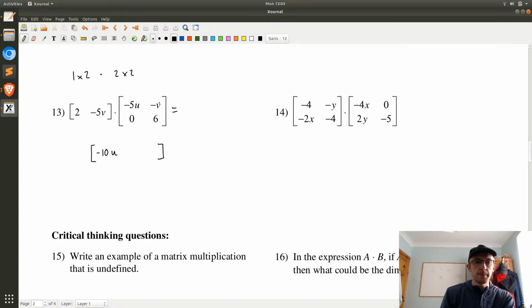Who's next? 2 times negative v, so negative 2v. Take 30v, which is negative 32v. Wonderful. And last here, in straightforward computations, we have a 2x2 multiplied by another 2x2, which is going to give us a 2x2.